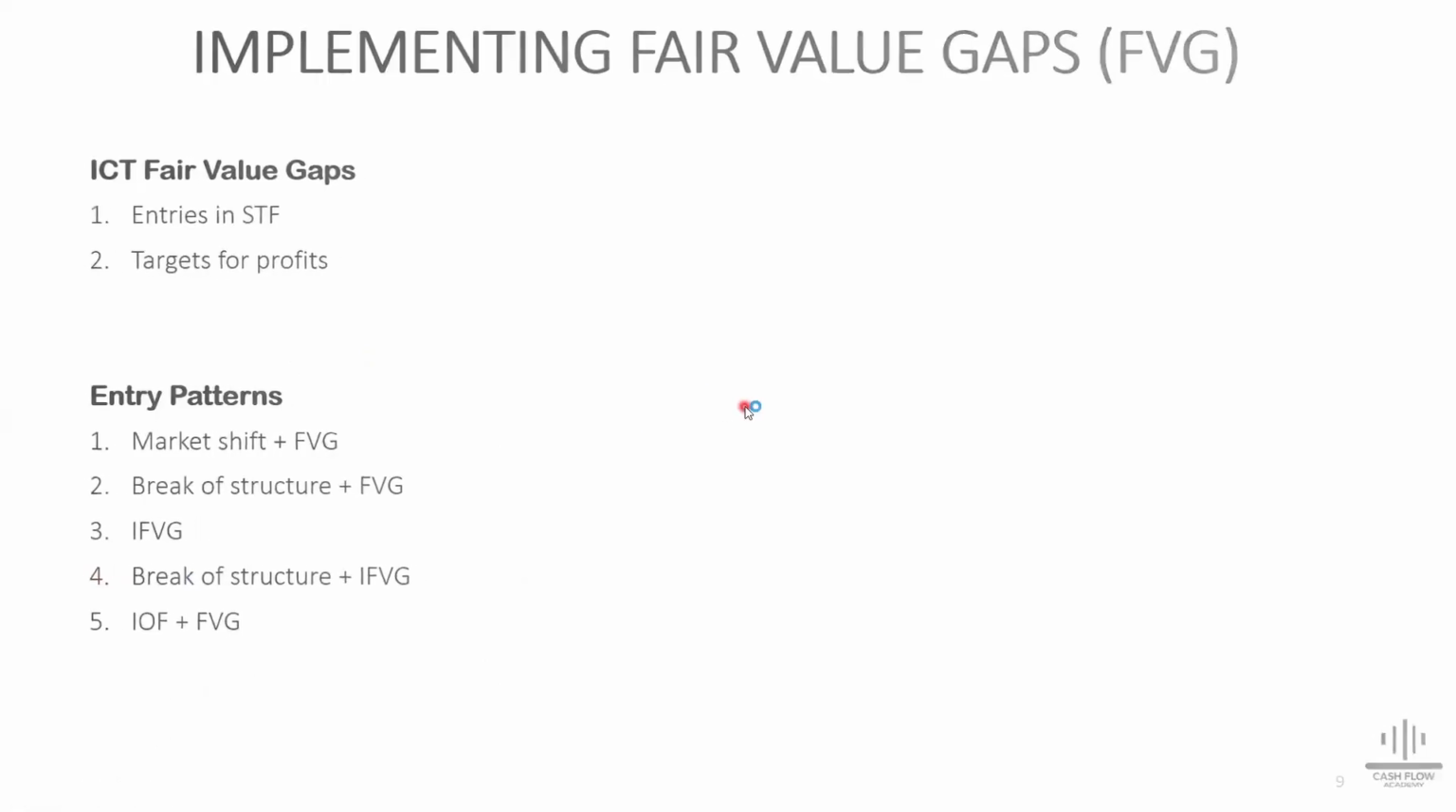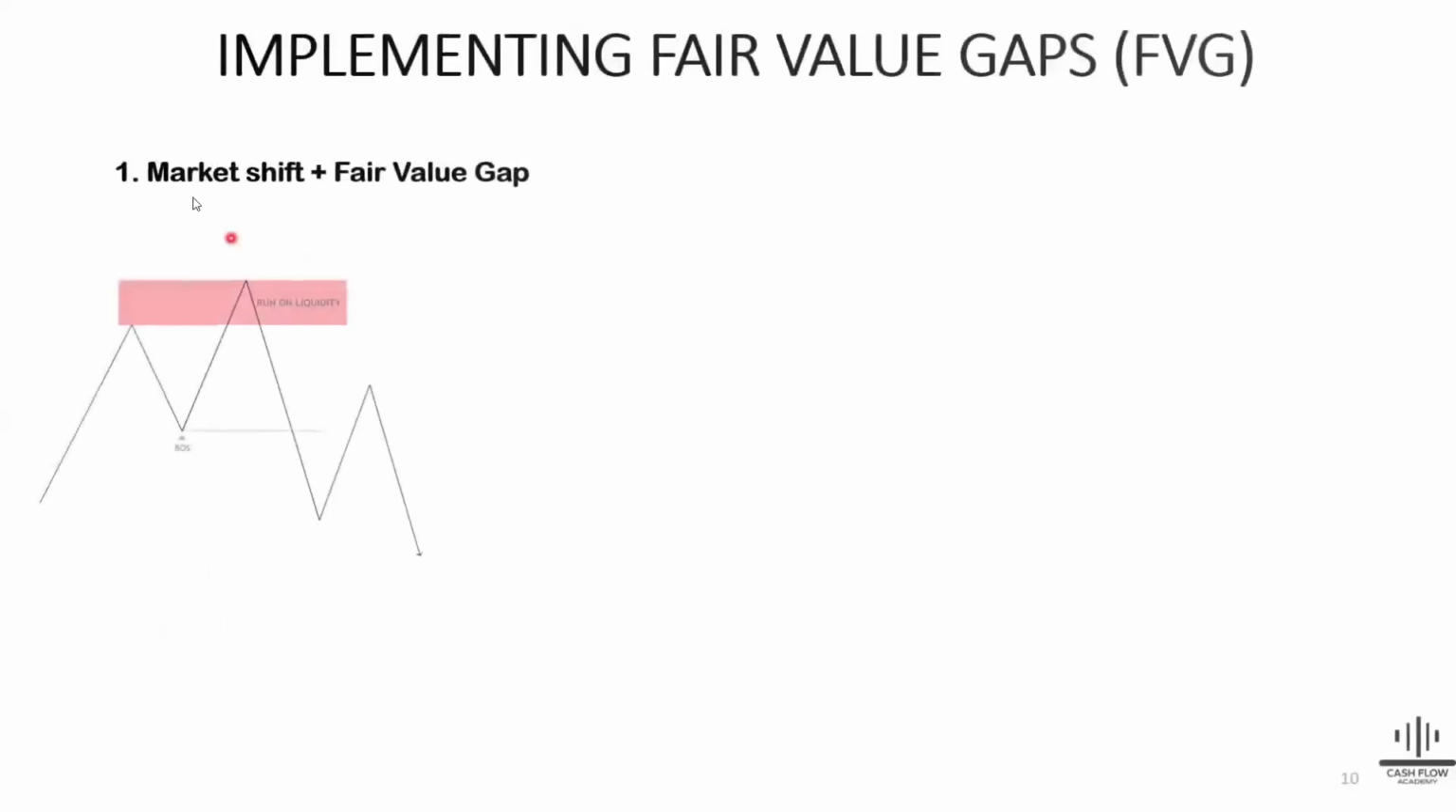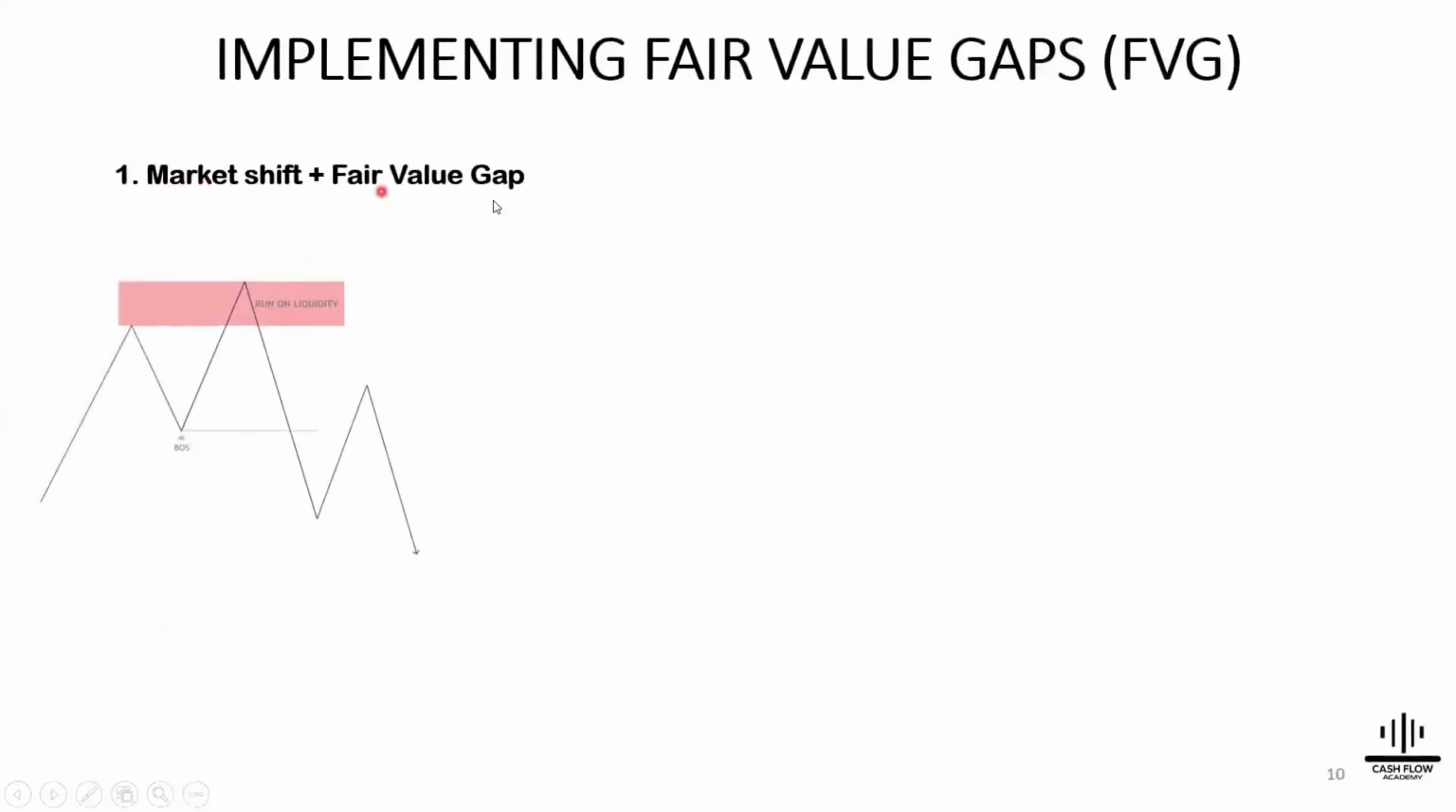So let's move on. So the first, which is the market shift plus fair value gap. Now we all know what the market shift is. Once there's a run on liquidity and the break of structure at the opposite side, the market has shifted from bullish to bearish. So you want to be pairing this with the fair value gap.